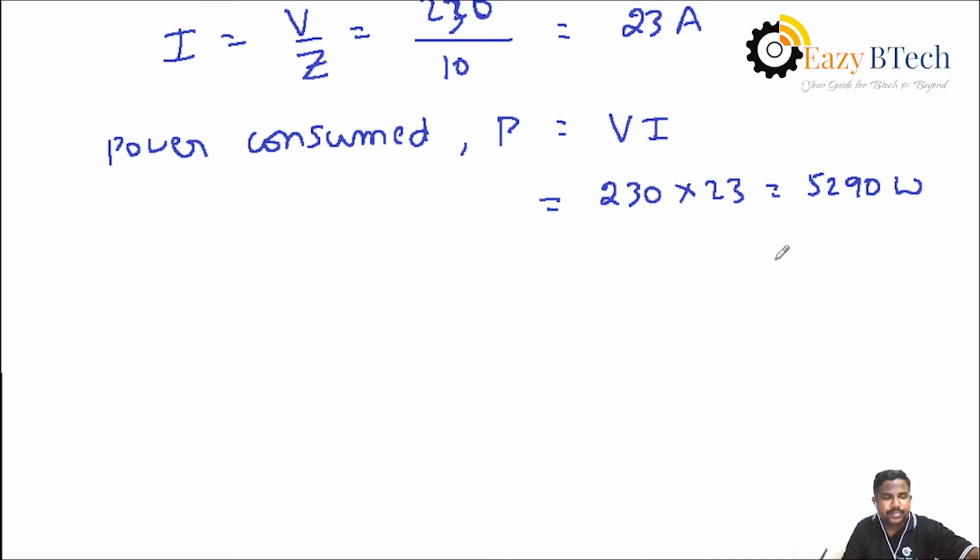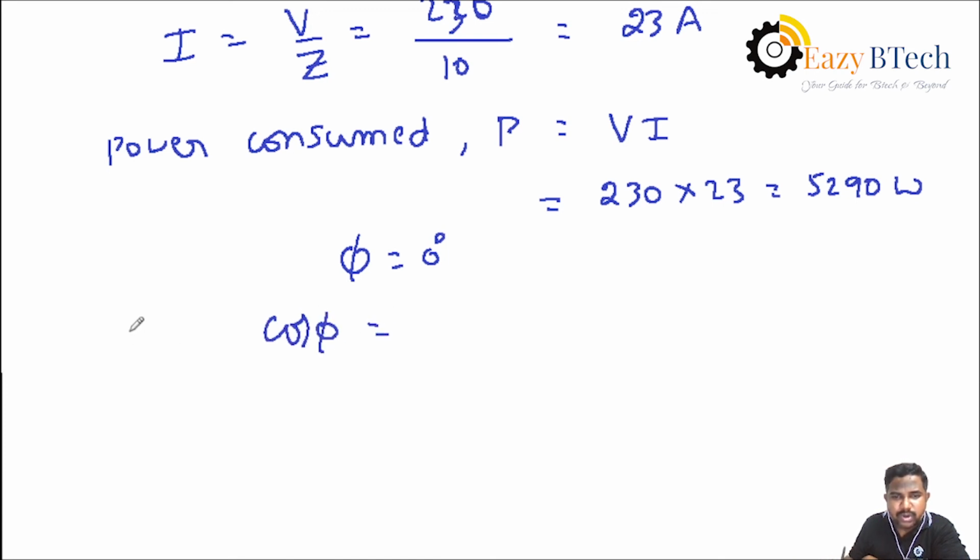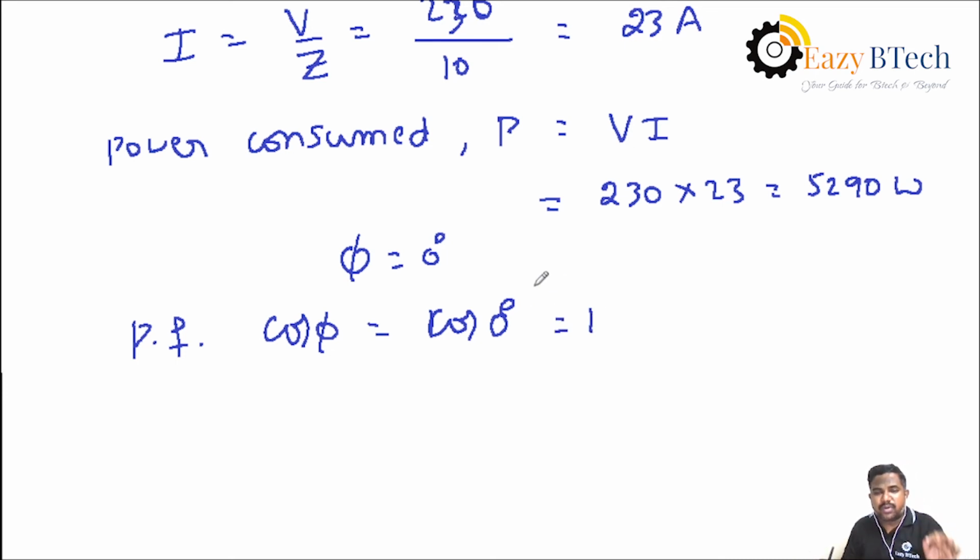Here the power factor angle, that is phi, is 0 degrees, because there are no reactive components. Hence, for a resistive circuit, what is the power factor value? That is cos phi equal to 1, that is cos 0 degrees equal to 1. The power factor value for a resistive circuit is always unity.